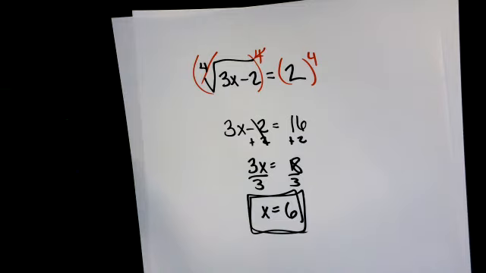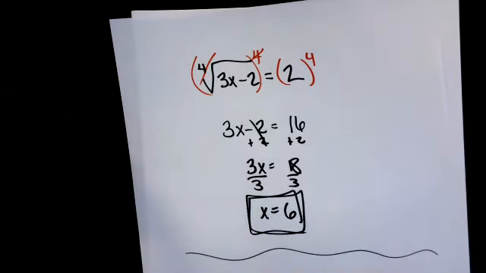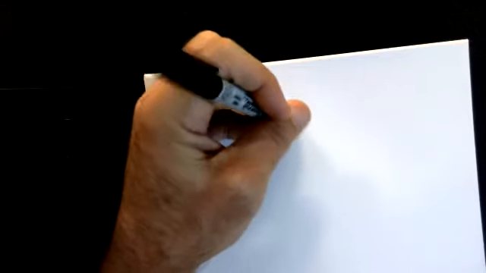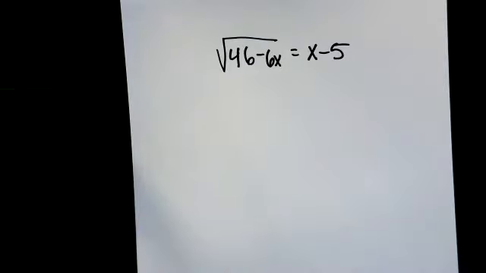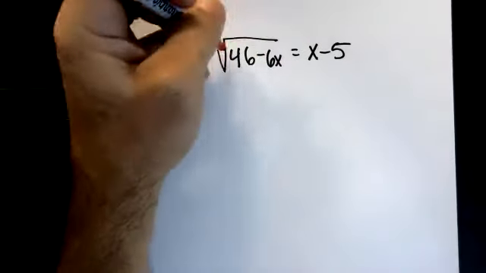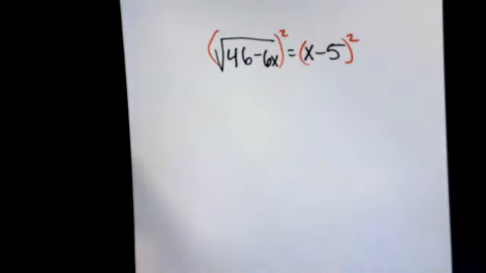All right, where this starts getting a little uglier is when we've got x's outside of the radicals too. So for example, if they said something like this. Okay, square root of 46 minus 6x equals x minus 5. Doesn't look too dissimilar from problems we've done until we go to square both sides. So again, to get rid of a square root, we're going to square it. Means I got to square this side.